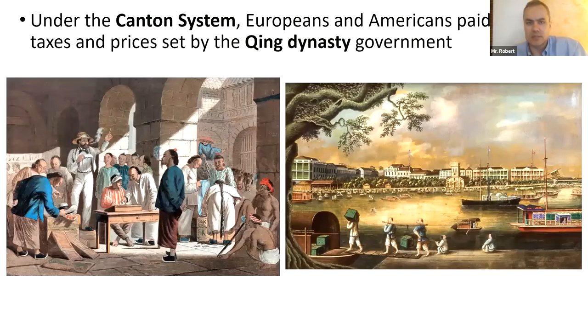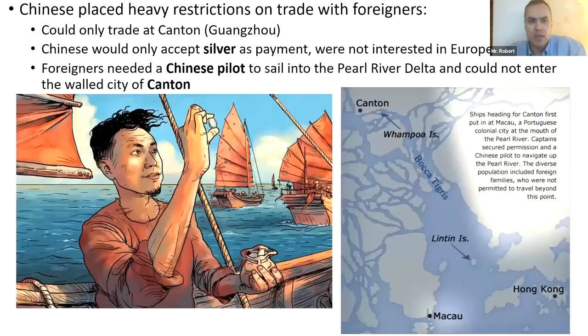How did that work, the Canton system? Well, basically, Europeans had to pay high prices for pretty much everything because the government of China set the price. This is the Qing dynasty, the last dynasty of China. This is the guy with the hair pulled back and the shaved head in the front. And this is Canton at that time. The Europeans are doing deals. At one point there were French and English trading houses, which we'll see in a second. So China was in control, setting all the prices and all the rules, making money left and right.